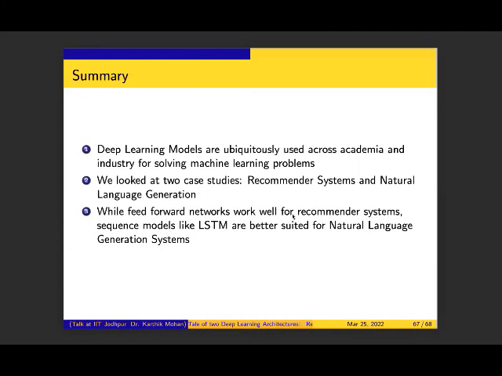And then we looked at two case studies, recommender systems and natural language generation systems, and we saw how different kinds of deep learning architectures get used there. For recommender systems, we use feedforward neural networks. For natural language generation, sequence models are more useful. So yeah, I think that's about it. If you have any questions or thoughts, you can discuss that.